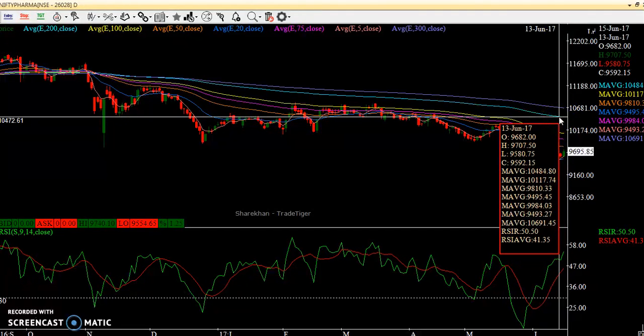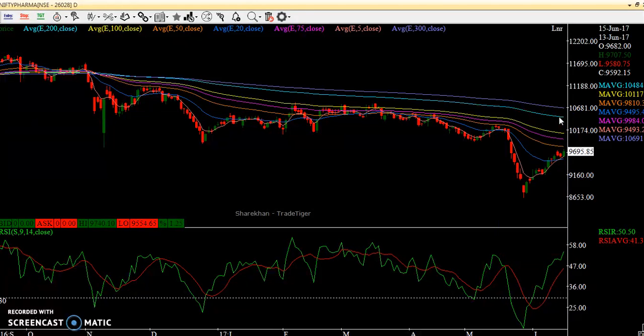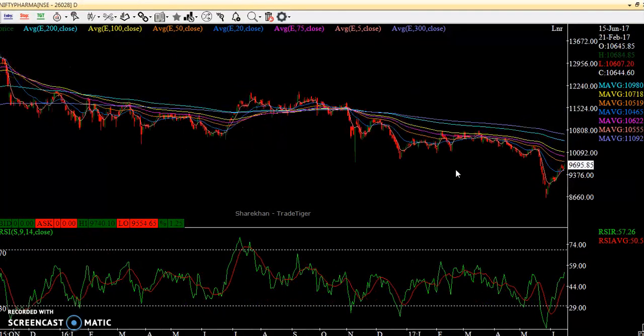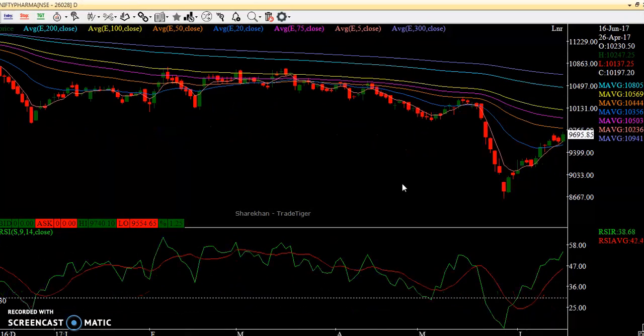Higher bottom here and close at this point, and then it will again start going up, then you can say that it is a trend changing time for the pharma sector. But till this time, and again a question, should you be an investor in pharma? You can be, but again you can be hit by volatility any time, any month.